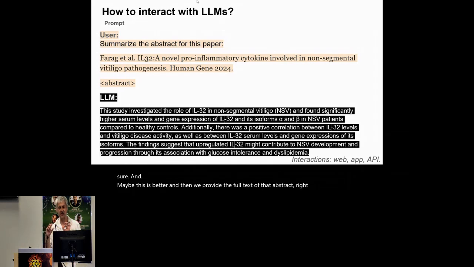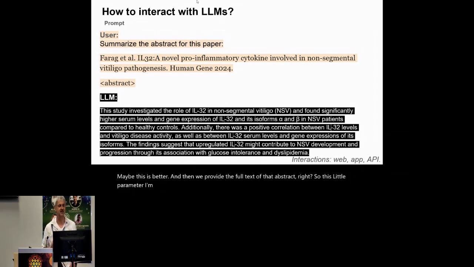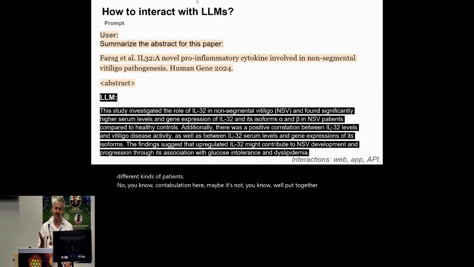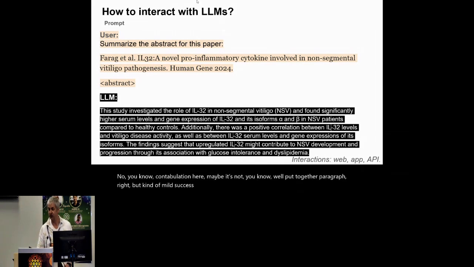So this little parameter I'm showing, that's where you paste in this text. And we get a pretty decent summary of a complex biological result that has correlative aspects, that involves different kinds of patients. No confabulation here. Maybe it's not a well put together paragraph, right? But kind of mild success, right? So if you wanted to read less, maybe there's something here, right? And we can interact with these LLMs now through web, API, different kinds of apps. There's different entry points.